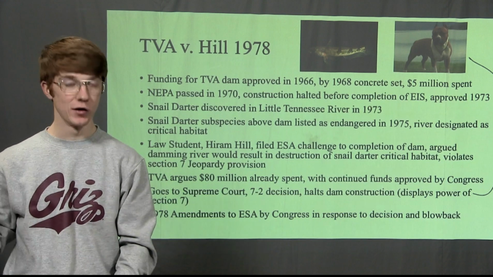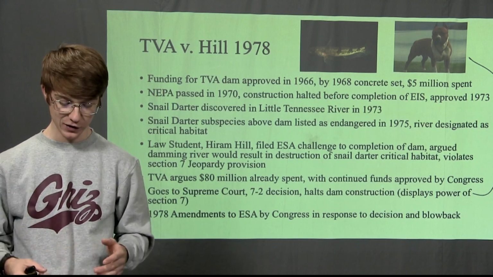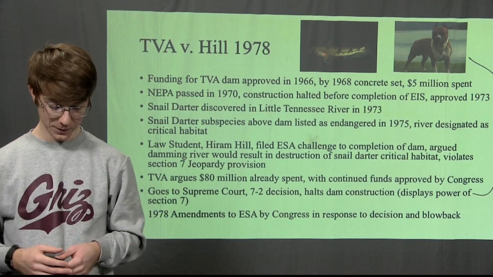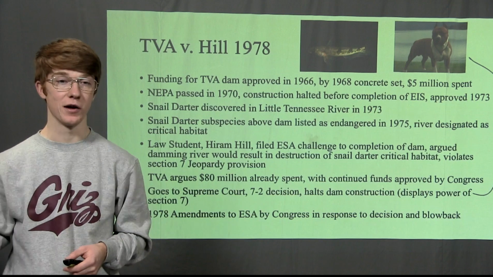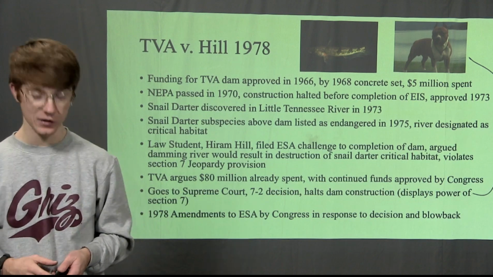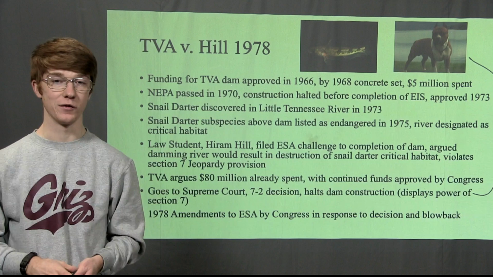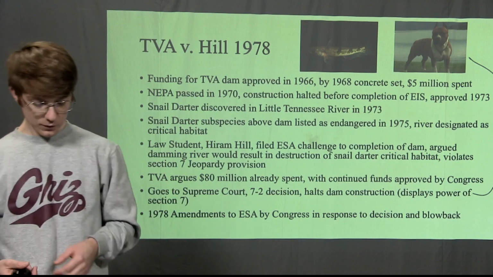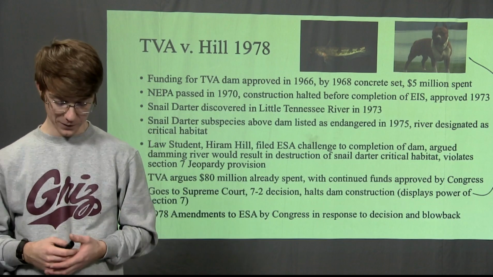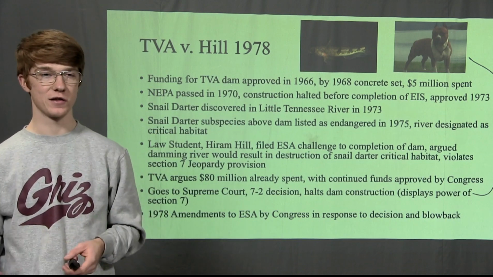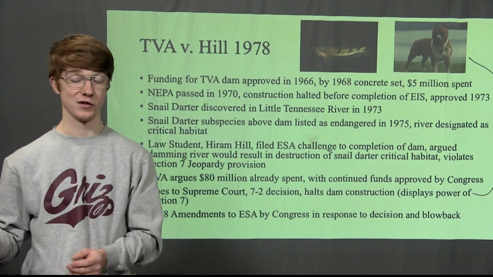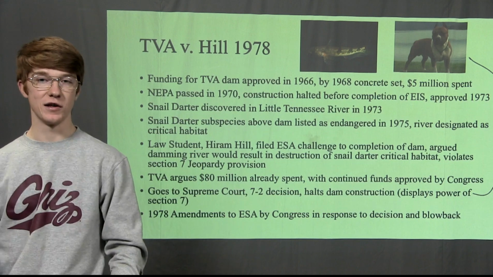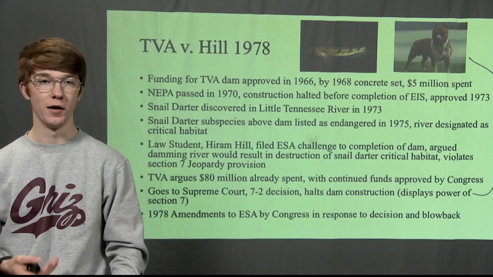So, in the end, the courts halt the TVA dam project on the basis that construction of the dam would adversely affect the critical habitat and jeopardize the continued existence of the snail darter, i.e., yes, they were in violation of Section 7, the jeopardy provision. This case establishes the power of Section 7, the teeth of the ESA, that jeopardy provision. And this is how the ESA gets that pit bull of environmental law reputation.